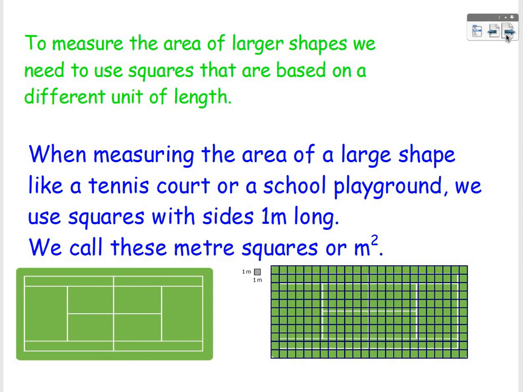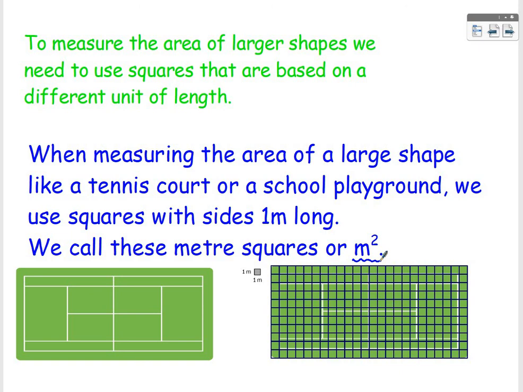You're not going to use your thumbnail, centimetres squared, to count the area of the tennis court or the school playground, right? It's far too small, so we use larger squares. If we've got squares that measure 1 metre by 1 metre, we would call these metre squared, and that is how we show the notation, m squared, 1 metre squared.